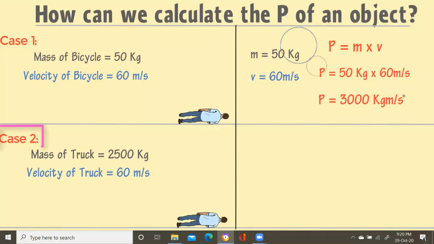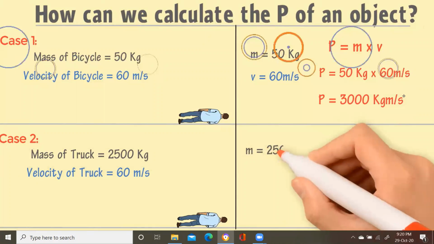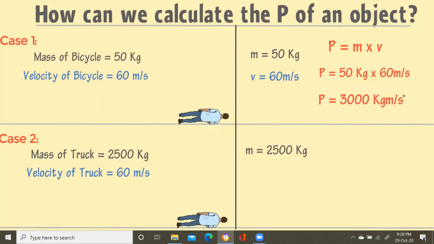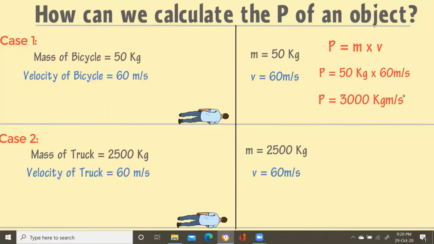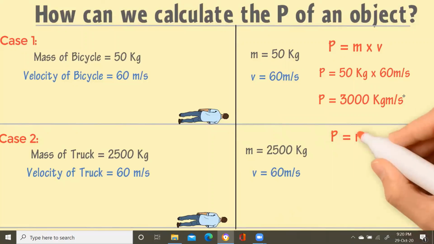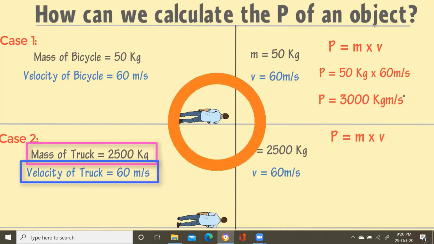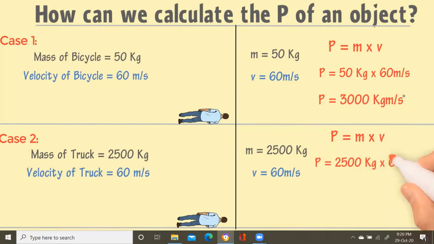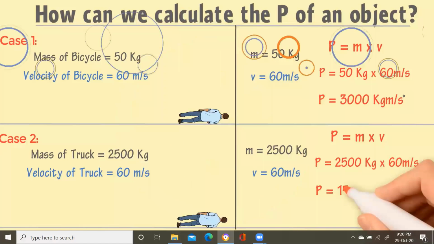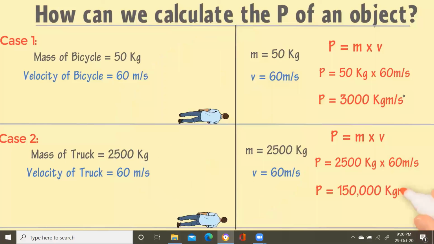In case 2, the mass of the truck m is equal to 2500 kg, while the velocity of the truck is 60 meters per second. Hence, the momentum of the truck p is equal to the mass of the truck times the velocity of the truck. Thus, p is equal to 2500 kg times 60 meters per second. We get p is equal to 150,000 kg meter per second. So the momentum of the truck is 150,000 kg meter per second.